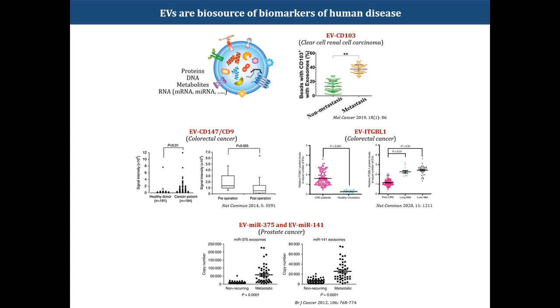Another EV protein, ITBL1, is found to be upregulated in cancer patients and is higher in patients with distant metastases compared to patients who only have a primary tumor. In addition to protein cargo of EV, microRNA carried by EV also has diagnostic value. These two microRNAs showed a higher level in patients with metastatic prostate cancer compared with non-recurrent prostate cancer patients.